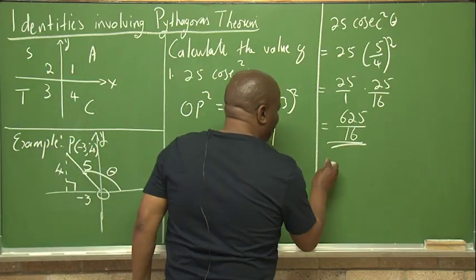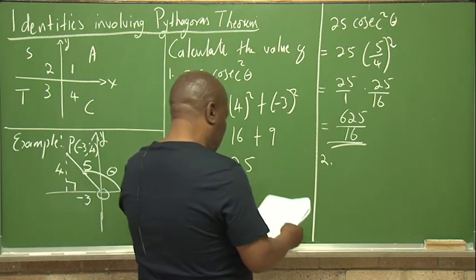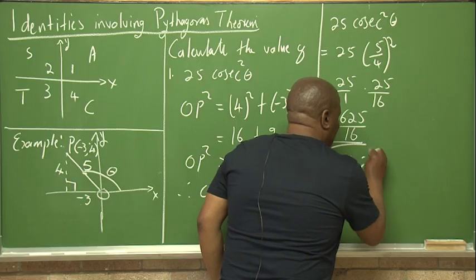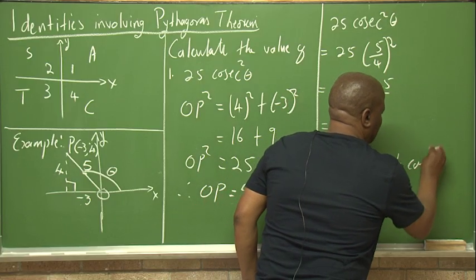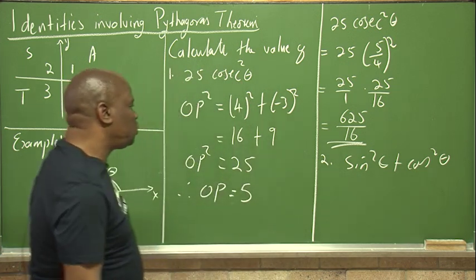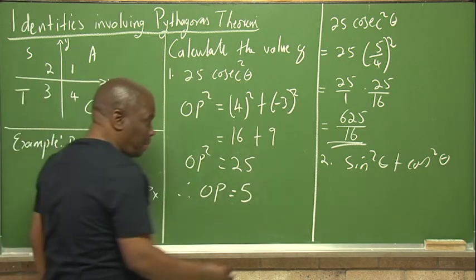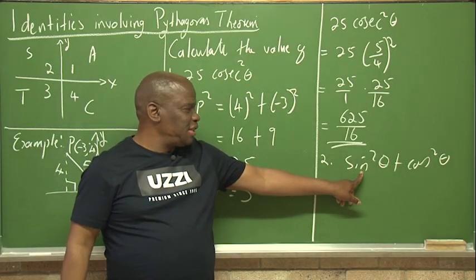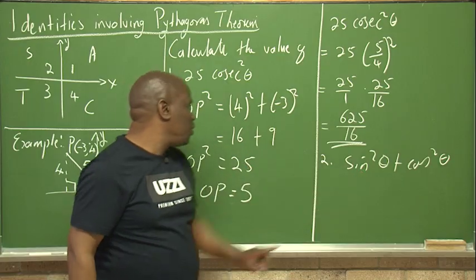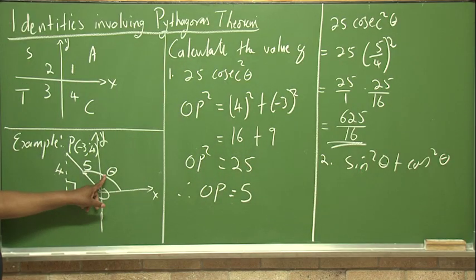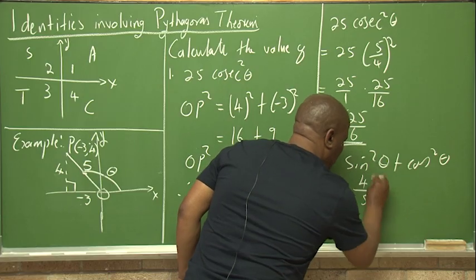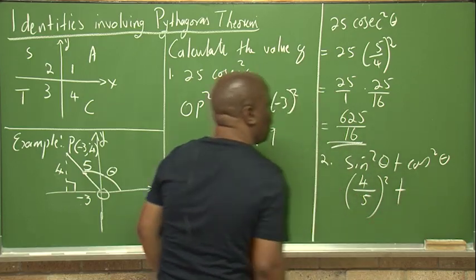Let's check the second one. You are requested to calculate sine squared theta plus cos squared theta. It uses the very same diagram. Sine squared theta plus cos squared theta. Sine, by definition, is opposite over hypotenuse. Here sine theta is opposite over hypotenuse, it's 4 over 5. You've got 4 over 5 here. You square it. Plus the cos.